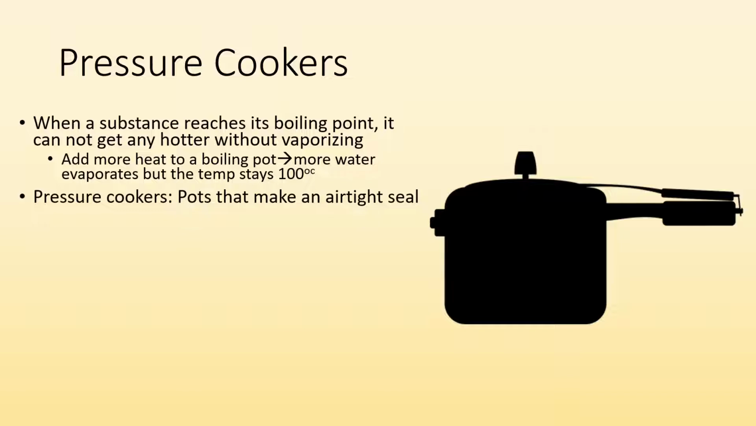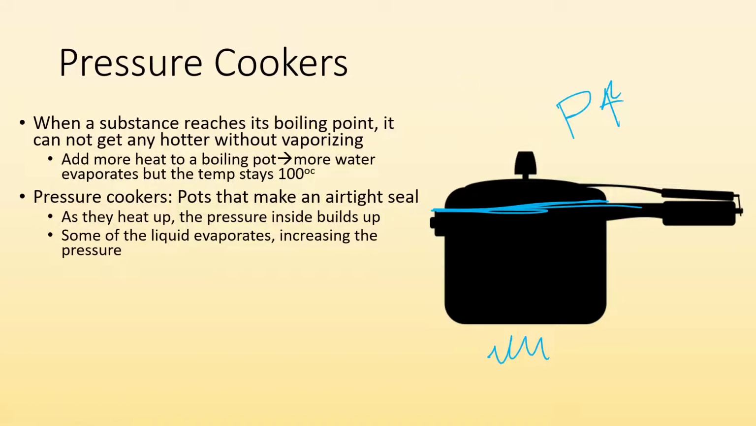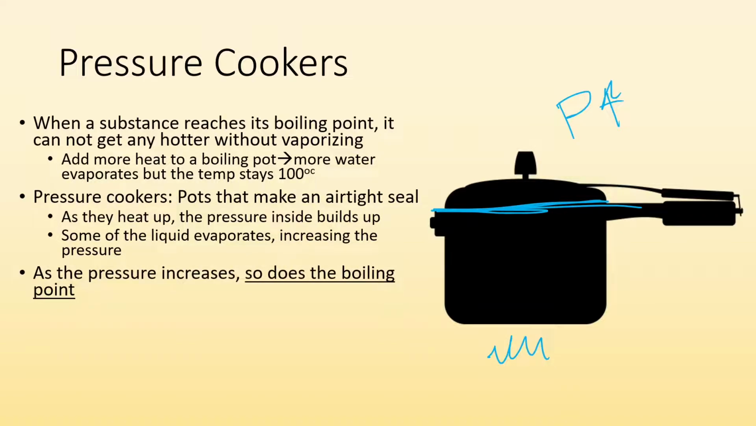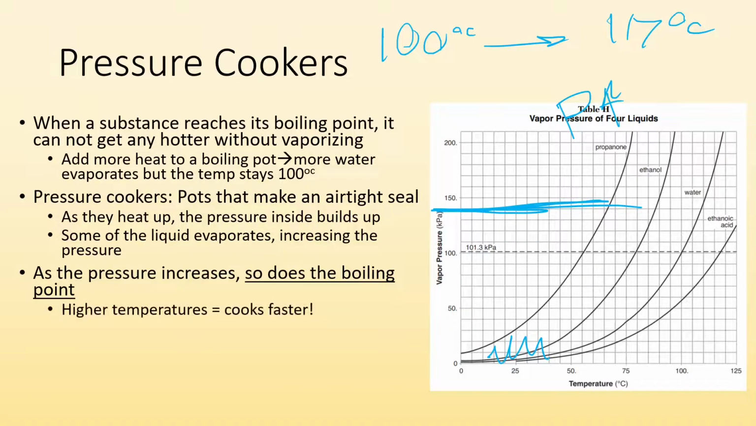Pressure cookers are basically pots that make an airtight seal, right? So here I have my pressure cooker and it's airtight. It means no vapor is going to be able to get out. As we heat things up, the pressure inside is going to increase because some of the water is going to evaporate. The gas in there is also getting hotter. It's sealed, so the pressure is going to go up. As the pressure increases, so does the boiling point, right? Going back to this, water went from 100 degrees Celsius to, if we doubled the pressure, 117 degrees Celsius. And that means if we can get higher temperatures, things will cook faster.